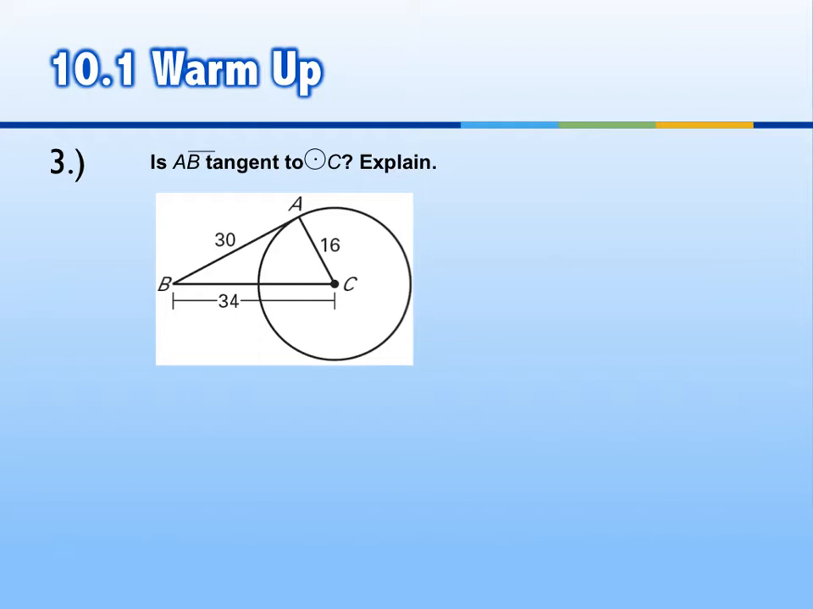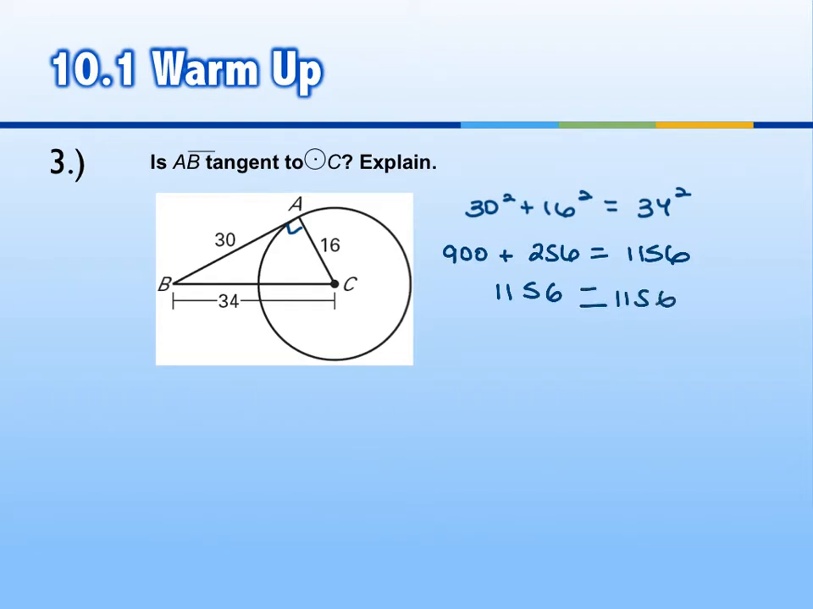There it is. In order for this to be tangent, this has to be a right angle, which means that 30 squared plus 16 squared would have to equal 34 squared. So this is 900, yes. What's 16 squared? 256. What's 34 squared? 1156. So if I add that, what's true? They're equal, which means this is perpendicular. If it's perpendicular, tangent. Okay?